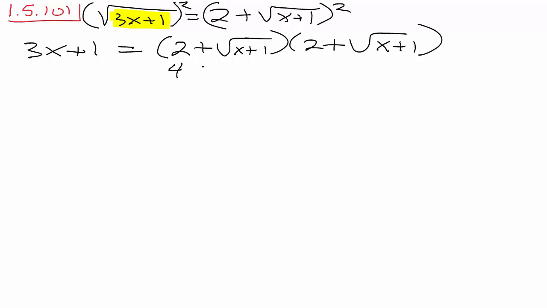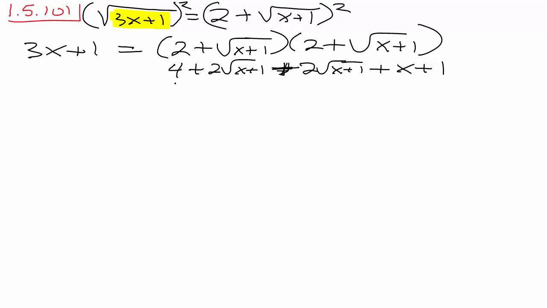So you get 2 times 2 is 4, plus 2 times the square root. Sorry, that should be a plus. This one times 2 gives me another 2 times the square root. And then finally, that one times that one gives me just that stuff, because the square root's in the square root, it undoes the square root, you get whatever's left over.